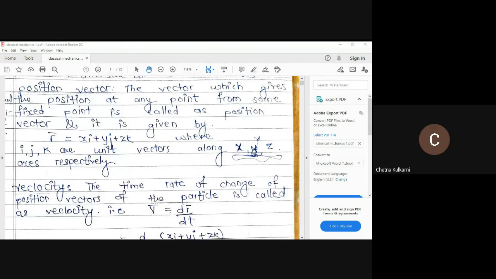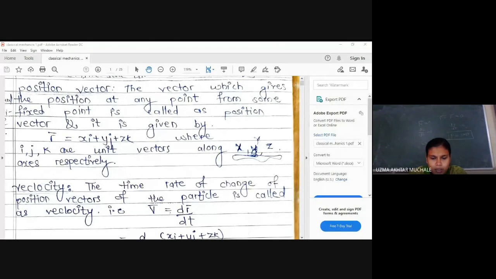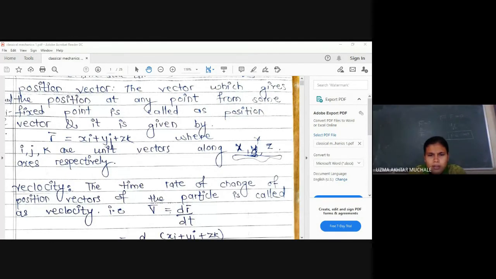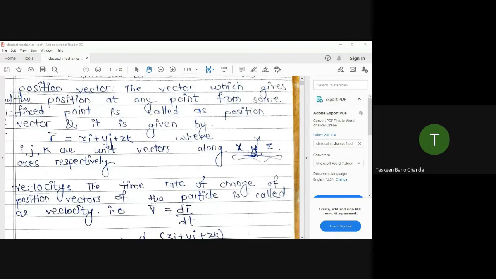Yes, ma'am. Okay. Whatever we have studied just now, I am sharing with you. We have the position vector. Ma'am, the screen is not visible to me. It will be visible. Maybe due to a fluctuation of internet, it is somewhere. No, ma'am. Yes. I can't see it.